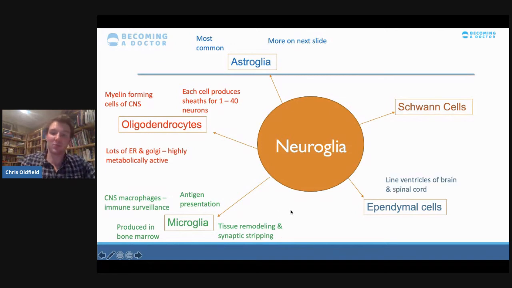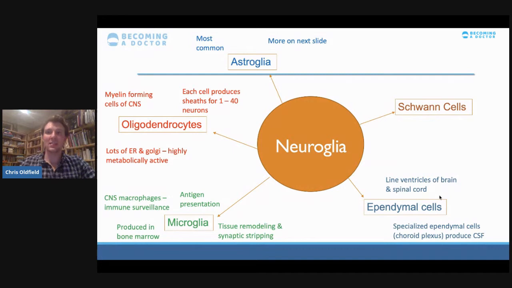Next up, we have ependymal cells. Now, ependymal cells are what line the ventricles of the brain and the spinal cord. The ventricular system is a system within your brain that has the CSF running, the cerebrospinal fluid. And it has a few different functions, CSF. I don't think we're going into it in this lecture, but we will do in the next one.